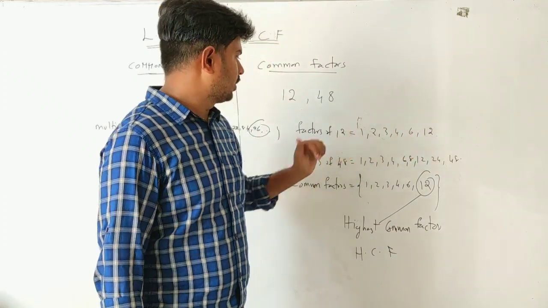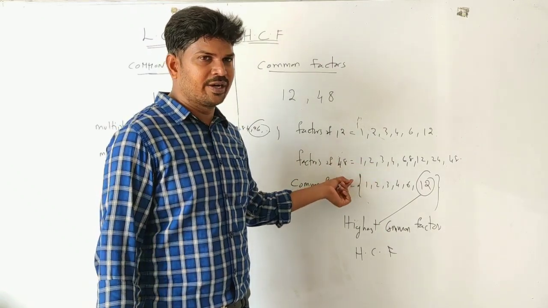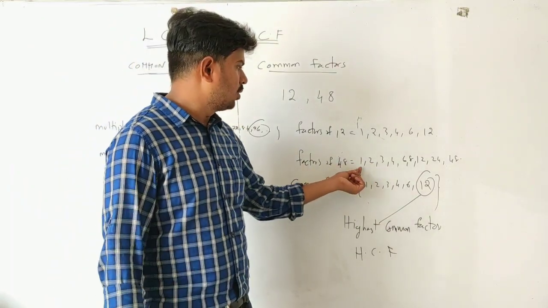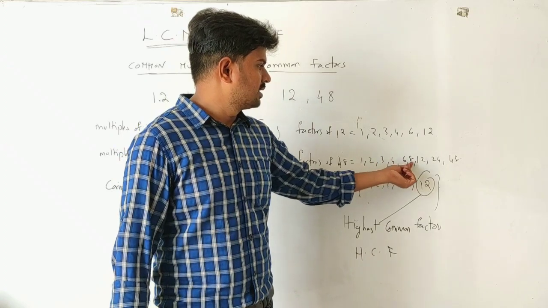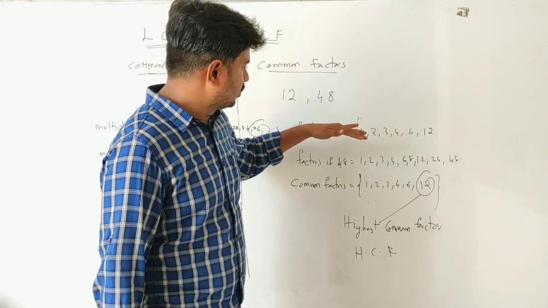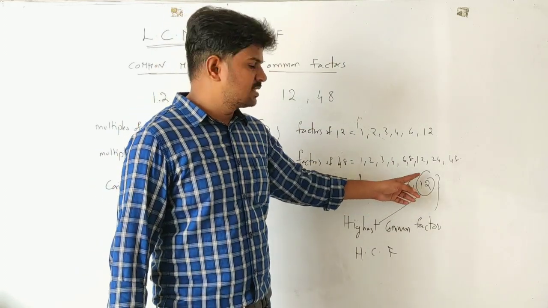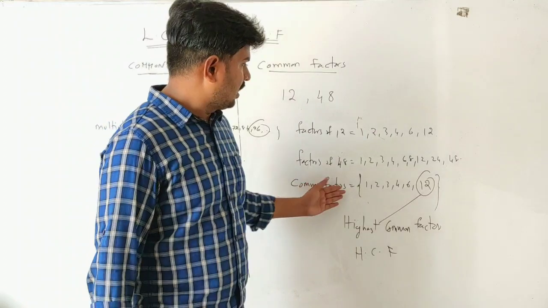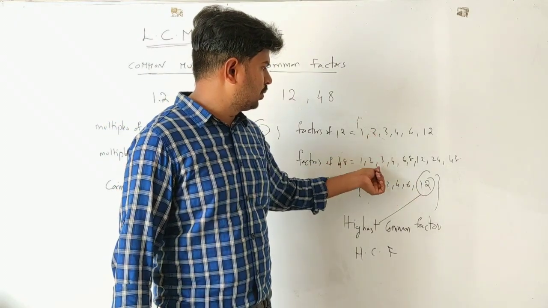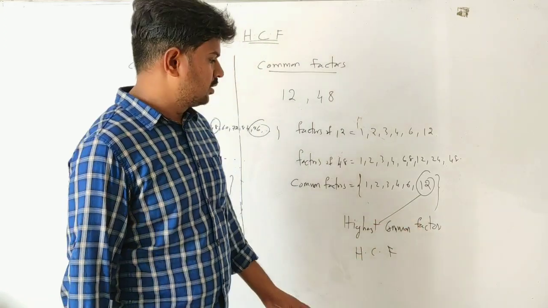12 can divide 12. And if you write it again for factors of 48, the numbers that can divide 48 exactly, that is remainder 0, are 1, 2, 3, 4, 6, 8, 12, 24, 48. The factors that are common to 12 and 48 are 1, 2, 3, 4, 6, 12. Here the highest factor that is common to both 12 and 48 is 12. This is called highest common factor, 12.